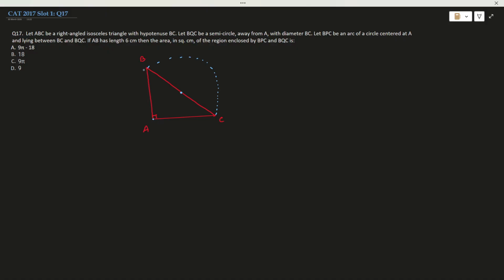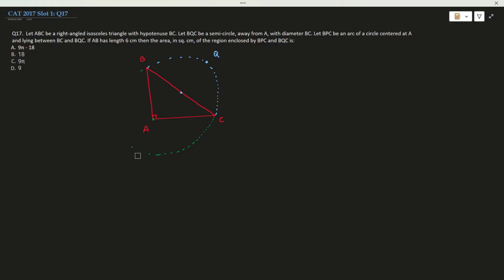and BPC. Let me use another color. So BPC is an arc of a circle whose center is say A and lying between BC and BQC. Okay, BC and BQC. So Q will be here, right? Alright guys, so I made a mistake here. So this point is Q because BQC be a semicircle away from A, and the arc BPC is lying between BC and BQC.